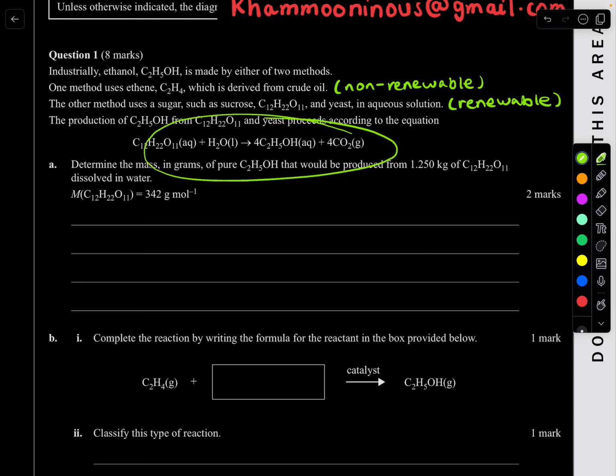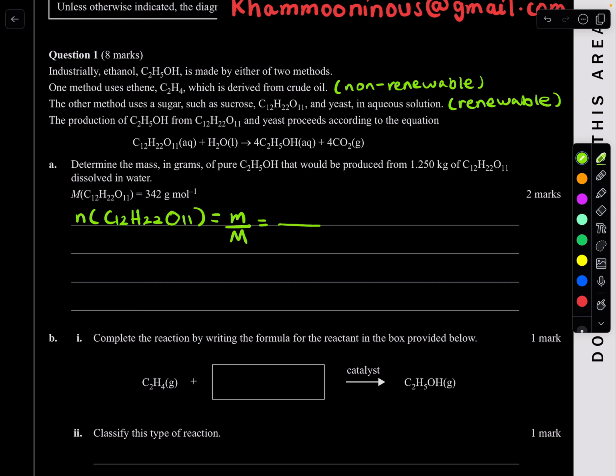As you see, this is the perfect definition of a fermentation reaction. Determine the mass in grams of pure ethanol that would be produced from 1.25 kilograms of sucrose dissolved in water, and we're given the molar mass of sucrose. Nice and easy. So what I would first find is the mole of sucrose. So the mole of C12H22O11 is mass over molar mass. That's what we know. Mass over molar mass.